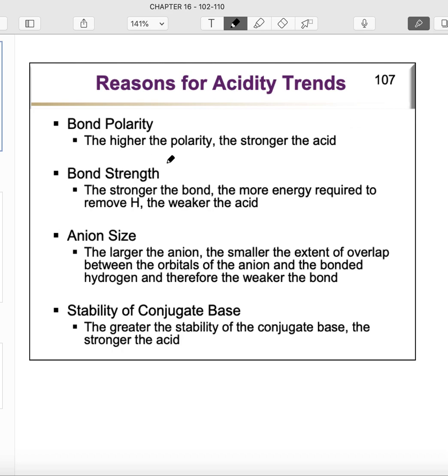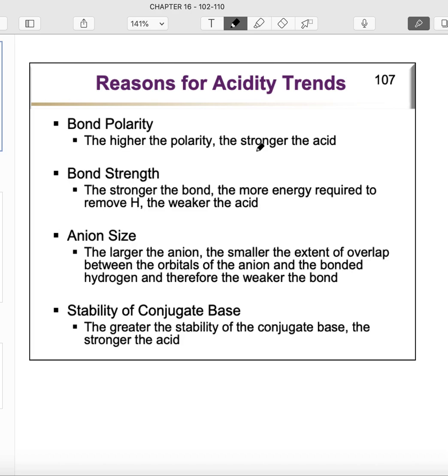Now, the other thing that affects the acidity trend is the bond strength. The stronger the bond, the more energy would be required to remove the hydrogen, and therefore the weaker the acid. And the bond strength is higher if you have smaller atoms than if you have bigger atoms. The next thing is the anion size. The larger that anion, meaning chloride or bromide or fluoride, the larger it is, the smaller the extent of overlap between the orbitals, and therefore the weaker the bond between the hydrogen and that anion.